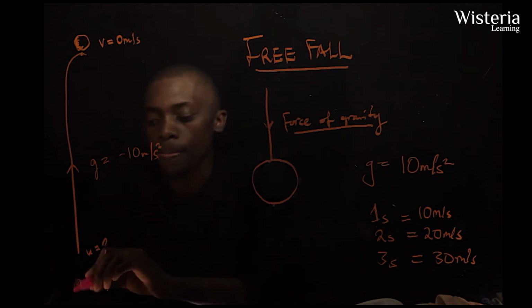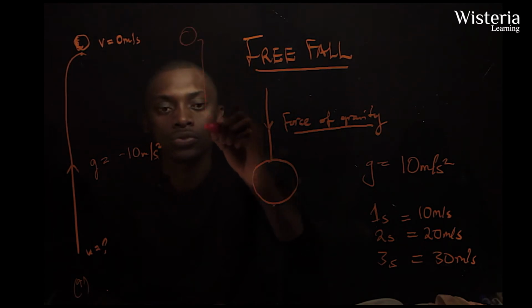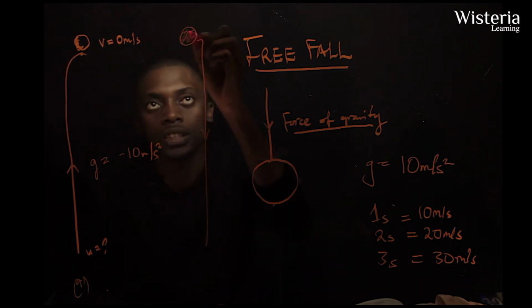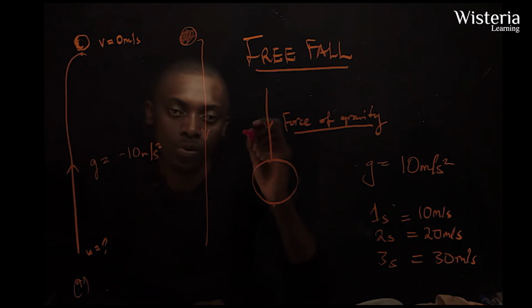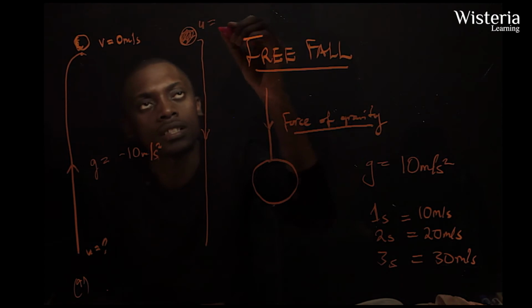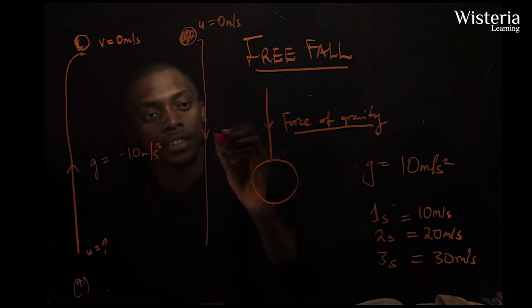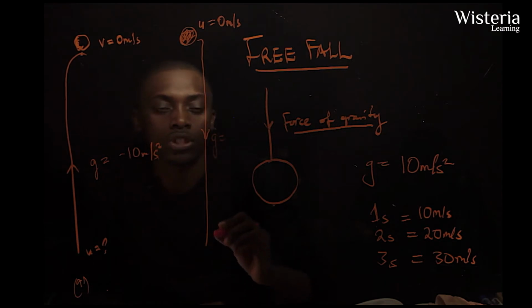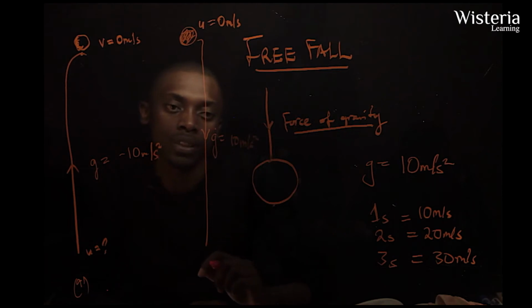The other projection is when an object is allowed to fall from a particular height, or released to fall. When an object is released to fall from a particular height, its initial velocity is actually 0 meters per second, because it falls from rest. And then it experiences gravity, which in this case is positive, approximately positive 10 meters per second squared.